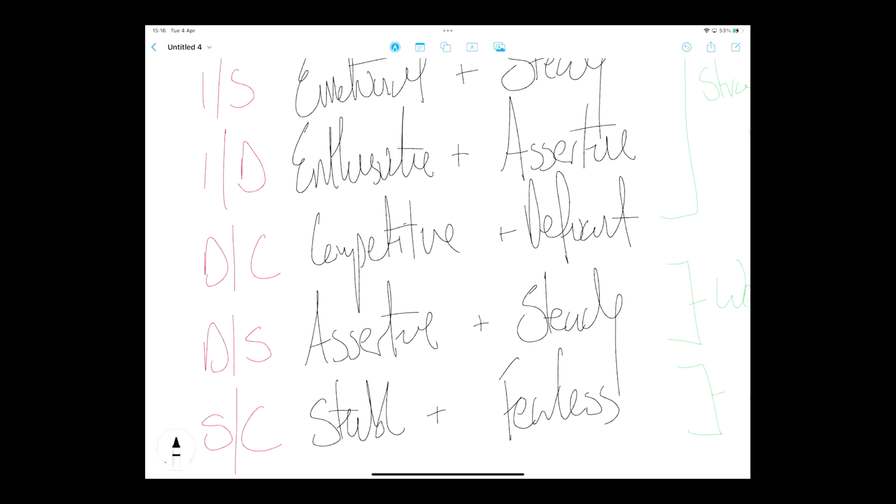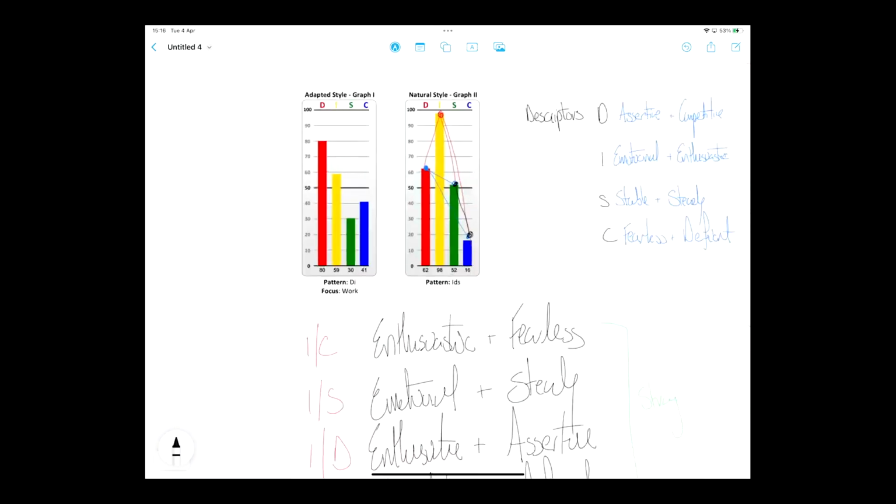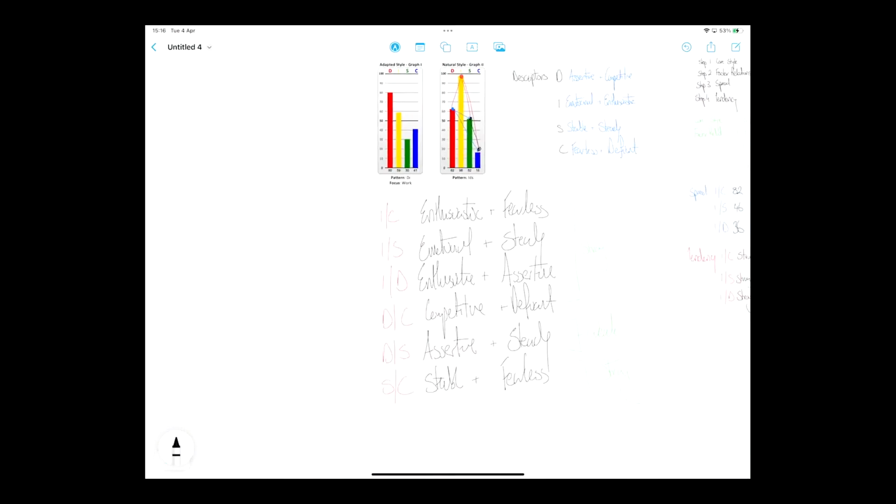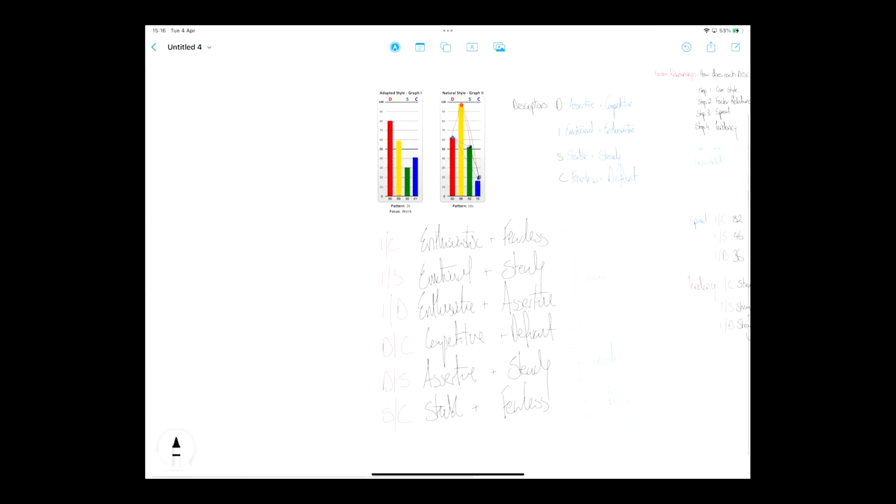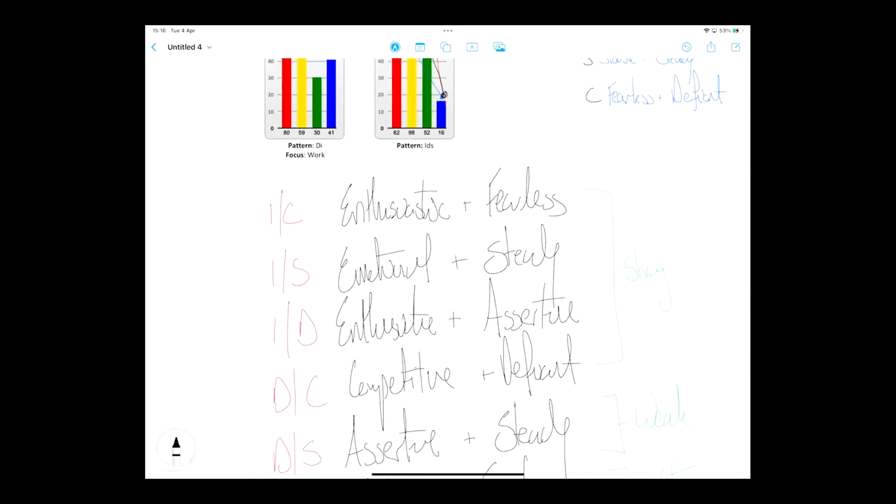We also have the D and C style. The D style is the red bar here, and then we're relating it back to the C style. Now, this is a strong tendency. So what you're going to find here is that when it comes to getting results and when it comes to following rules, this person is going to be competitive. They're going to go hard for the results. They're going to look at others. Who's my competition? Who's coming first? Who's coming third? Where do I sit?